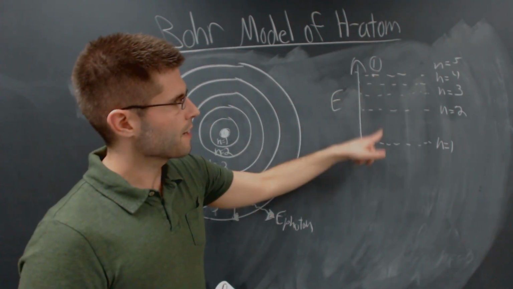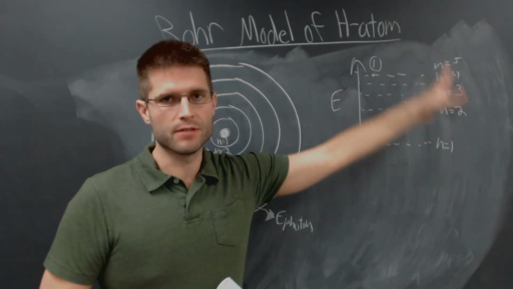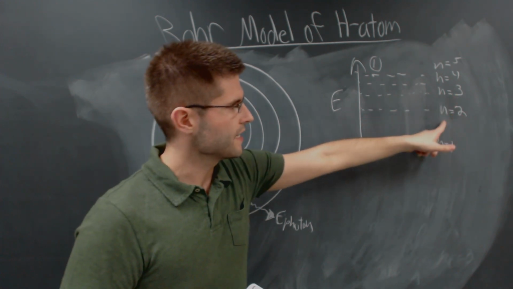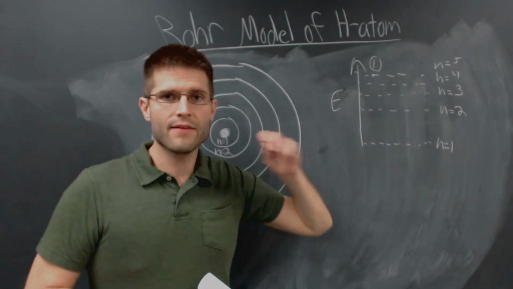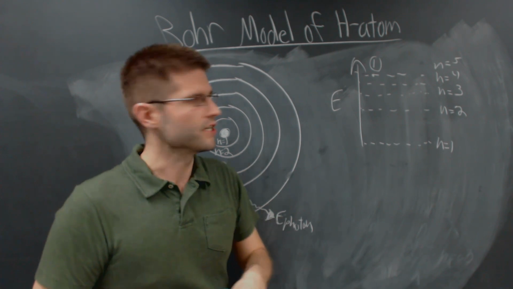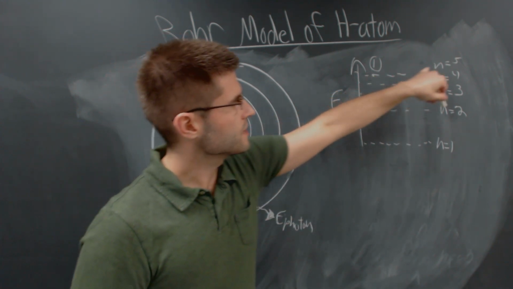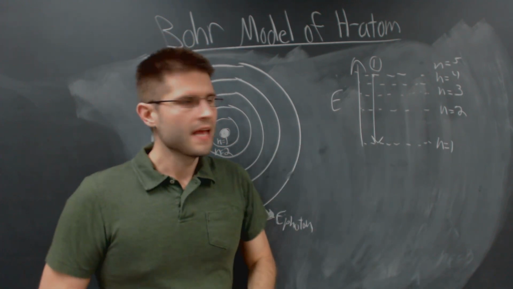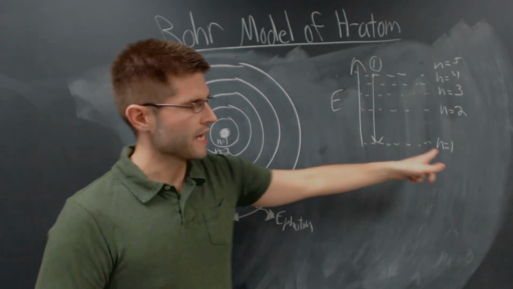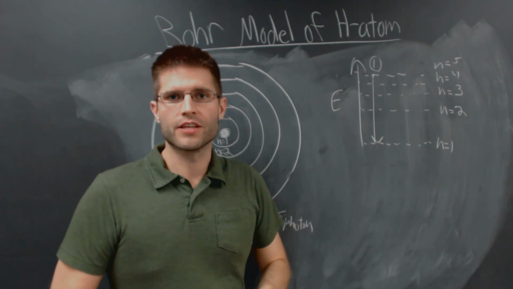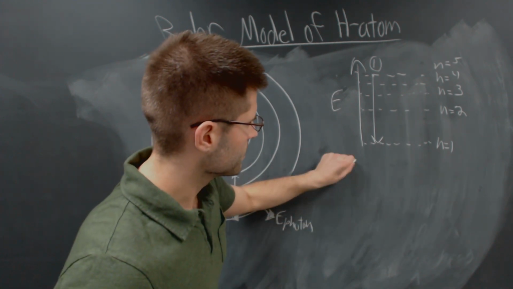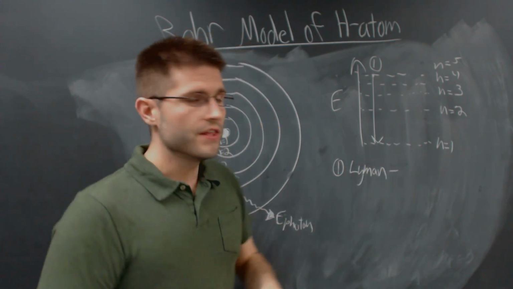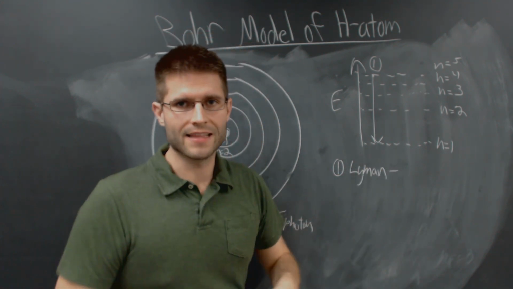Now, when electrons drop to 3 of these specific whole number increments, n equals 3, n equals 2, and n equals 1, we have a given name for that transition. So let's say our electron's in n equals 5, and it drops all the way down to n equals 1. Anytime an electron drops down to the n equals 1 state, this is called the Lyman series. This outputs ultraviolet light.